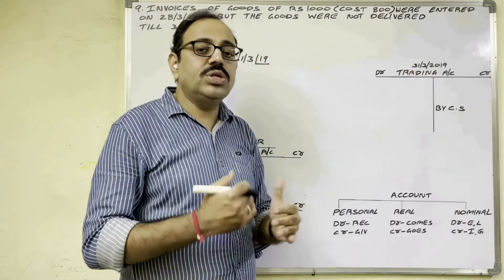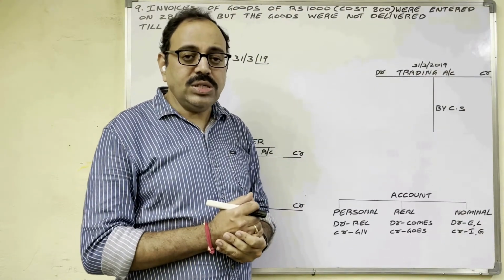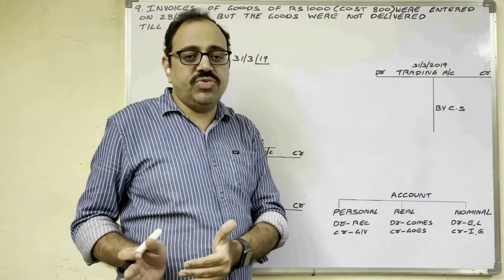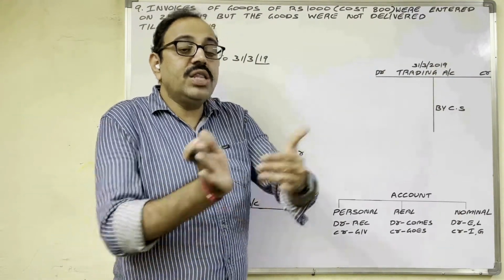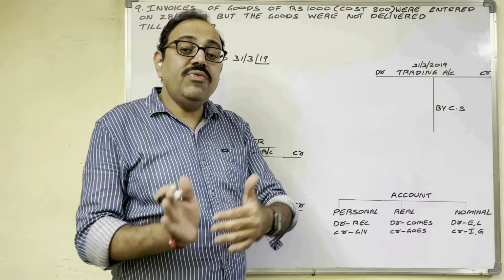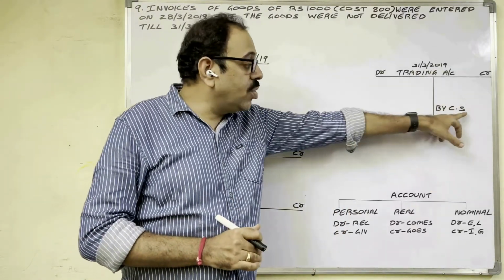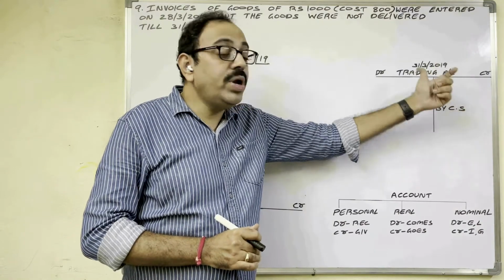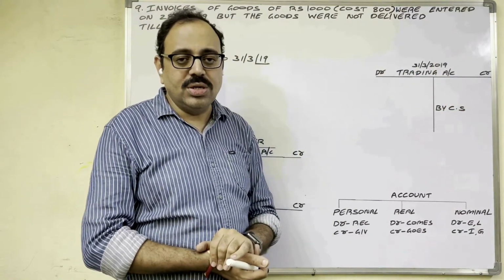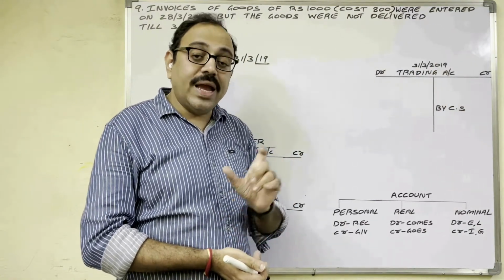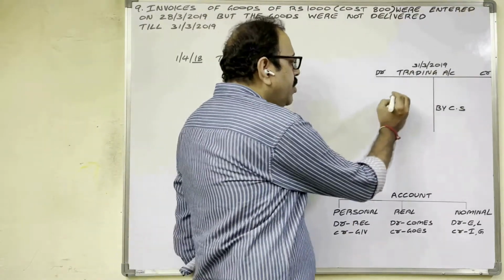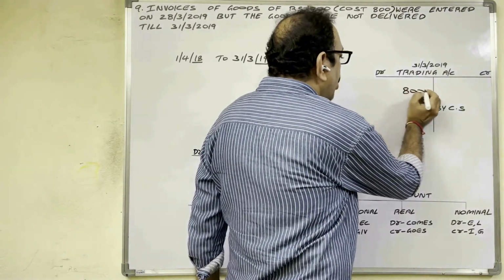But this is not closing stock for us now. Even though we have these goods with us, we are going to deliver them to customers. Wrongly we have included that 800 rupees in closing stock. Now from this closing stock amount, we should exclude 800 rupees worth of closing stock. Then that amount 800 is to be debited to the trading account.